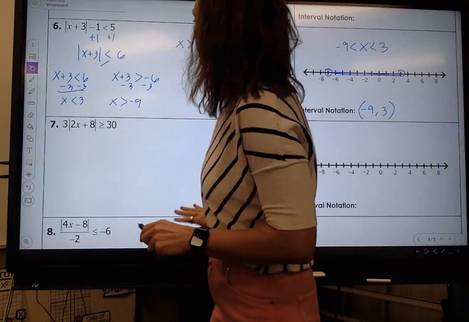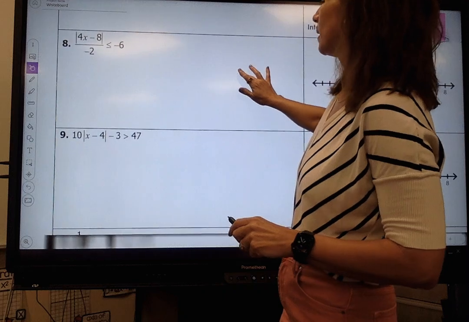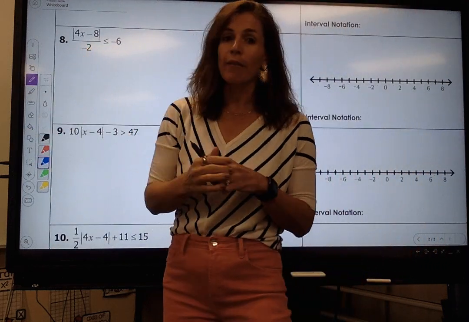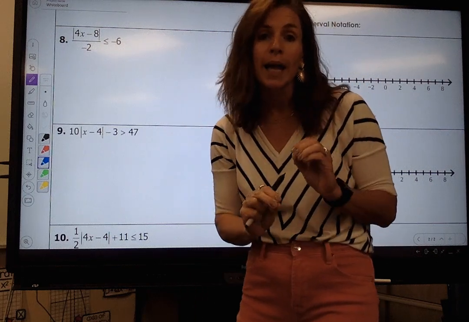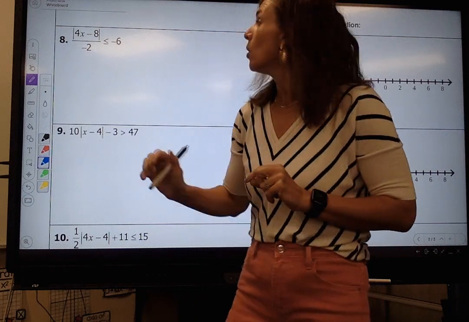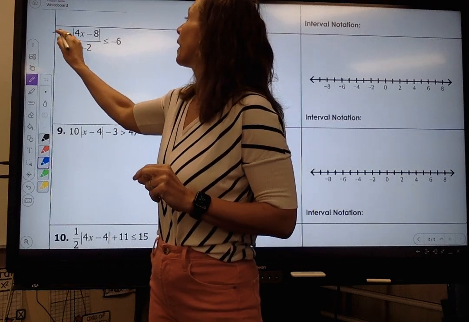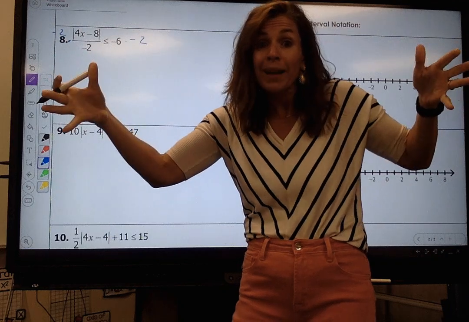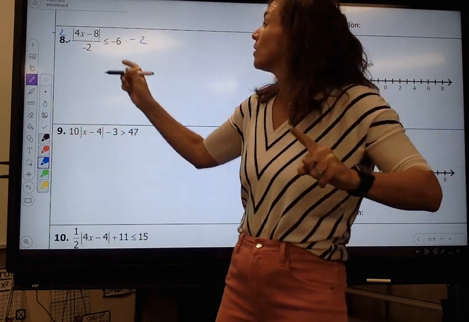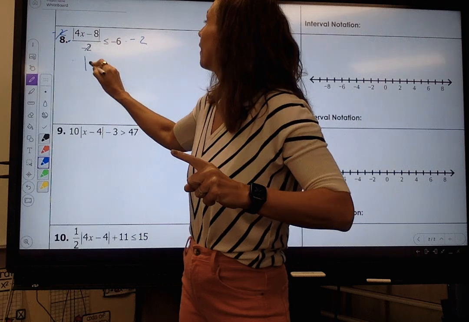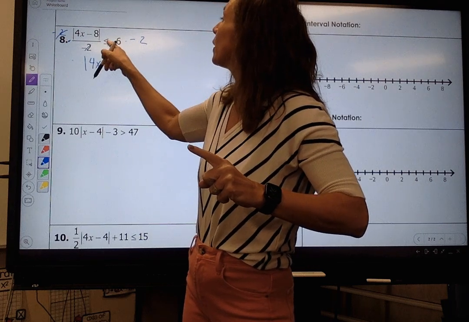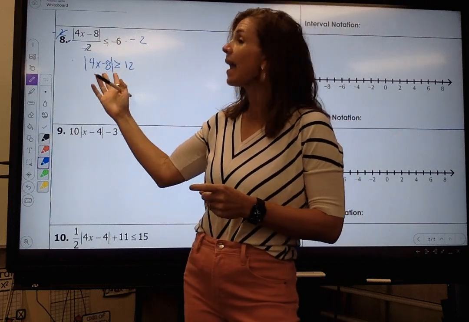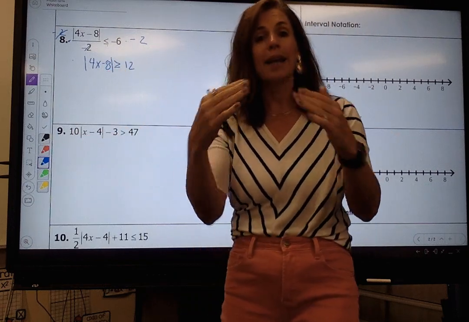All right, let's look at number 8. Okay, look at my first step here. I've got to get rid of that fraction, so what am I doing? I am multiplying both sides by a -2. When I multiply both sides by a -2, there should be light bulbs going off in your head saying, uh-oh, I'm multiplying by a negative. I've got to switch the sign. So those cancel out, and then I have the absolute value of 4x minus 8. Switch my sign because I multiplied both sides by a negative. Now I have isolated, and now I can branch.